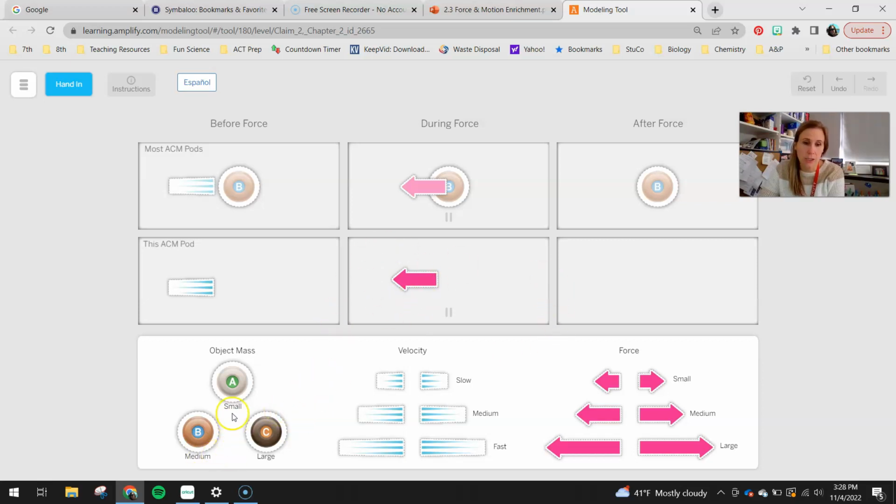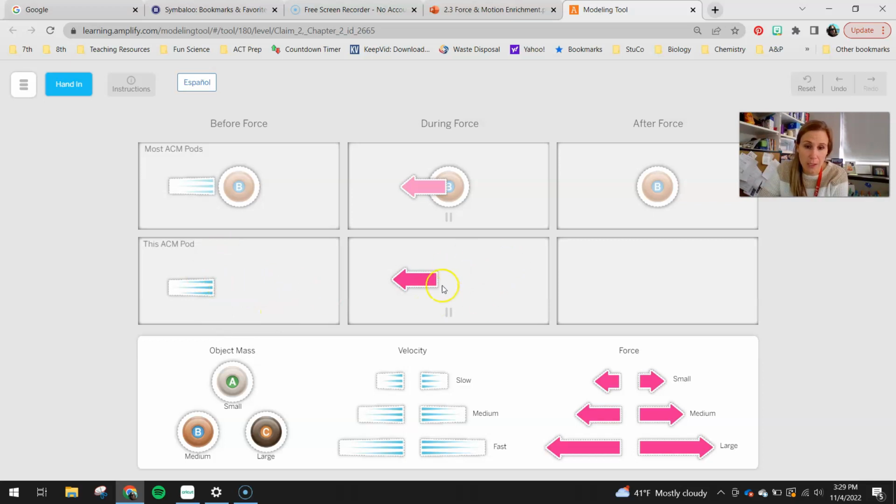The first thing you need to do is pick A, B, or C, small, medium, or large. Which puck would you use for all three of these? Again, it should be the same puck, so if you choose A, all three of these should be A. If you choose B, all three should be B. If you choose C, all three should be C. Remember that our normal pod that functions normally is a medium mass. So think about that when you're choosing the one where it just slows down.